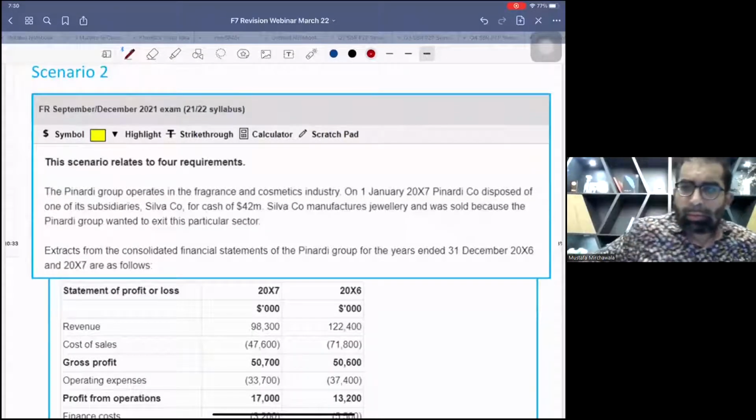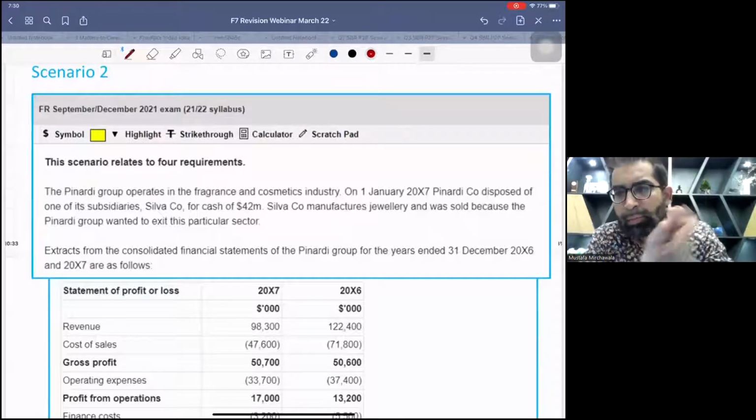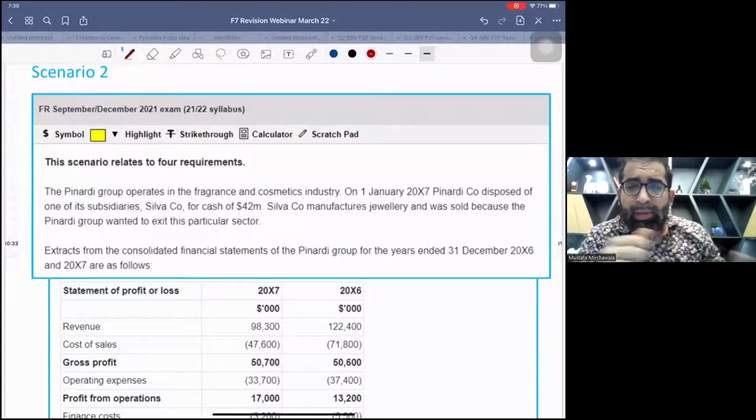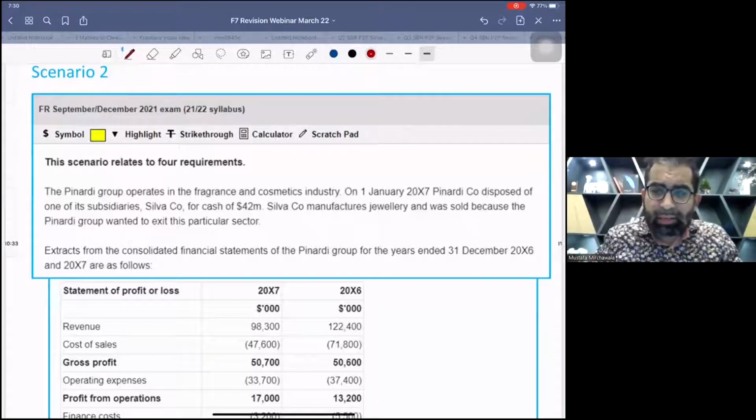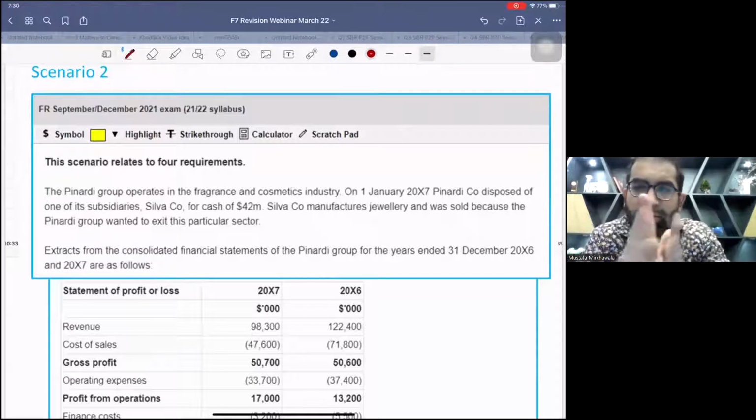Okay, so this is basically revision day. This is Mustafa Ahmed Mirchawala. Today I'm going to discuss the latest past paper, the September 2021 attempt, available on accglobal.com.